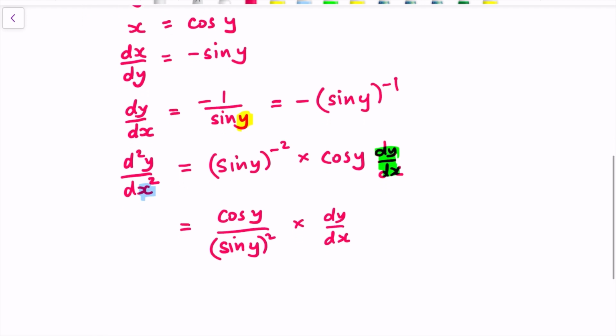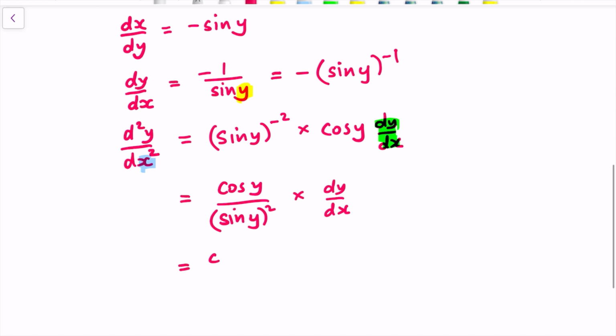Well, the cotan comes out because cotan is cosine over sine. So I've got cosine y over sine y. I steal one of the sine y's out of that bracket, multiplied by 1 over sine y, another sine y in the denominator, times dy/dx. And that is cotan of y.